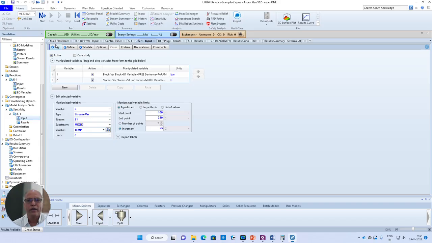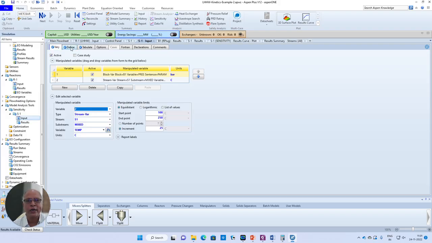Now what I have done, first, we are trying to vary the pressure of the reactor between 0.5 to 6 bar with an increment of 0.5. And similarly, the second is I am trying to vary the inlet temperature of the feed stream, because the reactor is specified to operate at the inlet temperature itself, between 100 to 250 in steps of 25. So these are the two variables that I am trying to vary.